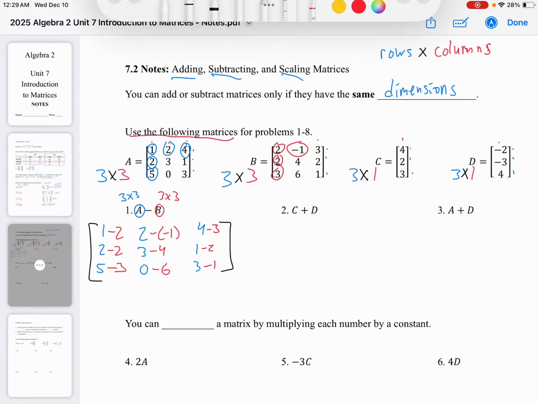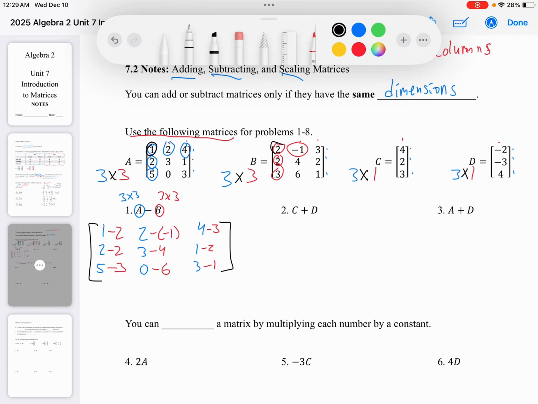So we're just taking all of these terms over here and subtracting all of these terms over here. We can go through and do the subtraction one at a time. 1 minus 2 is negative 1. The 2 minus 2 would be 0. 5 minus 3 would be 2. 2 minus negative 1 would be 3. 3 minus 4 would be negative 1. 0 minus 6 would be negative 6. 4 minus 3 would be 1. 1 minus 2 would be negative 1, and 3 minus 1 would be 2.